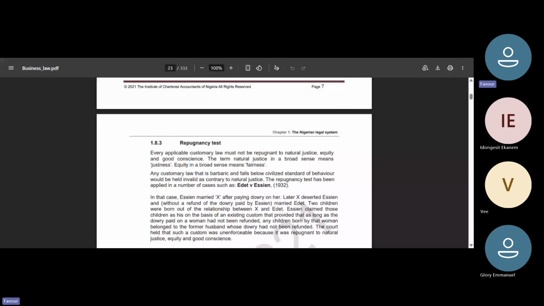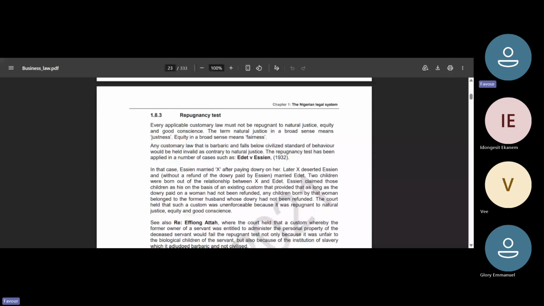In the case of Edet versus Essien, Essien married X after paying dowry on her. Later, X deserted Essien without a refund of the dowry. You know, when someone gets married, you pay dowry, and when you want to divorce the traditional way, the dowry is refunded to the person. So X did not refund the dowry to Essien and went ahead to marry Edet. Two children were born out of the relationship between X and Edet, and Essien claimed those children as his, on the basis of an existing custom that provided that as long as the dowry paid on a woman has not been refunded, any children born by that woman belong to the former husband whose dowry has not been refunded.